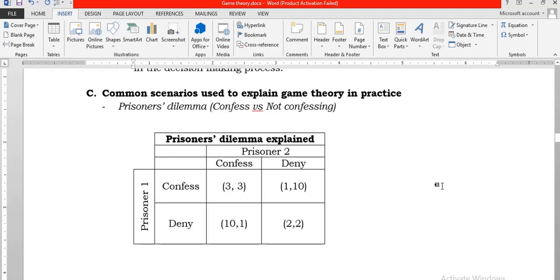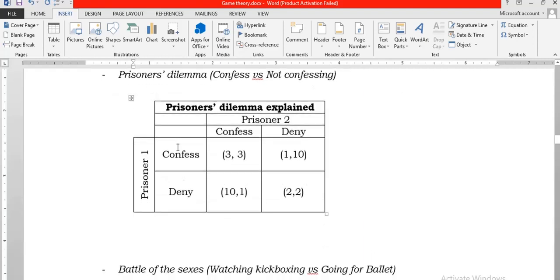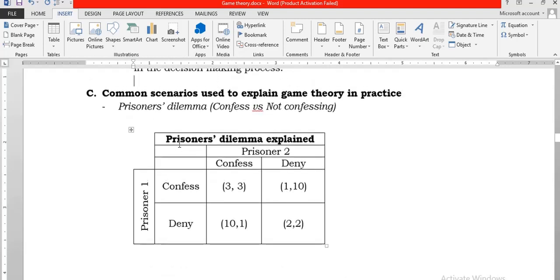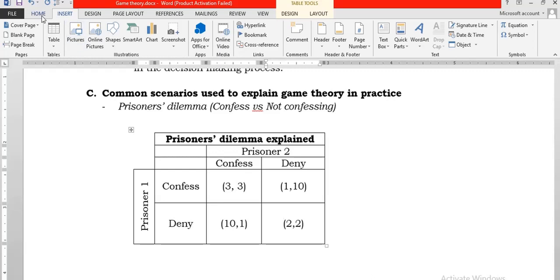Right. So what I was trying to explain to you is the common scenarios used. The first is the prisoner's dilemma, and this prisoner's dilemma is also a game of its own kind, and it's a very common game in the sense that it is used mainly to explain the decision-making process amongst people. Now you have prisoner 1 and prisoner 2. These prisoners committed a very serious offense, and for that offense they were given a punishment, and this punishment is what you see here.